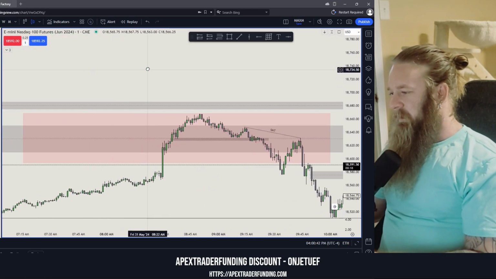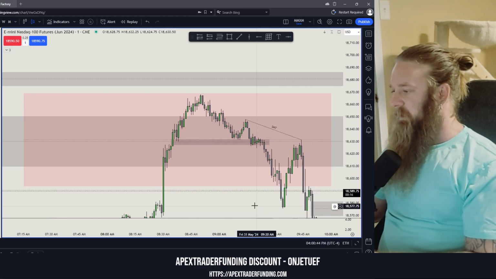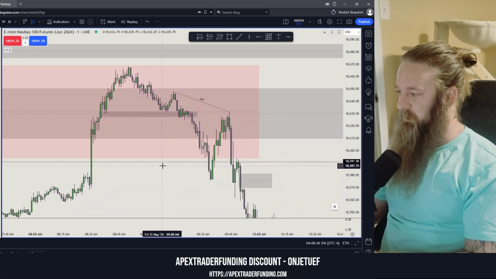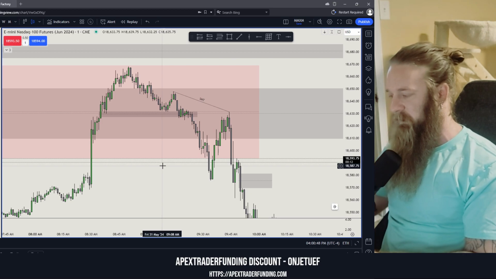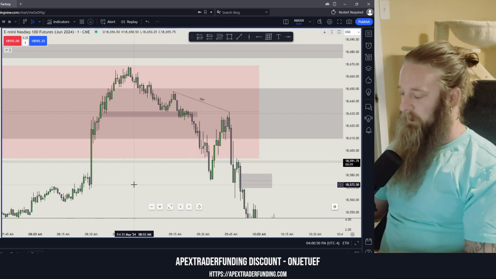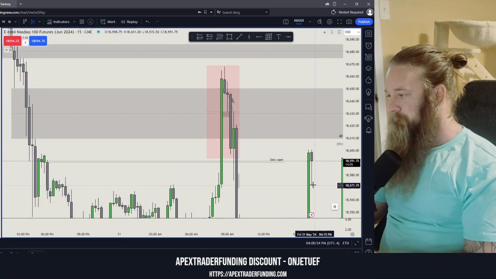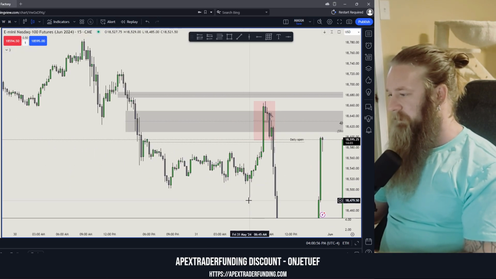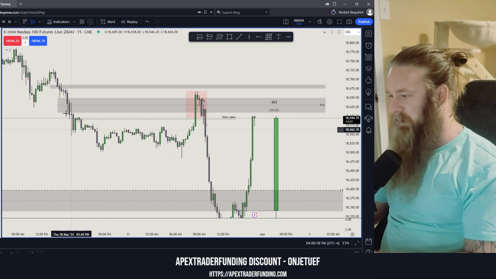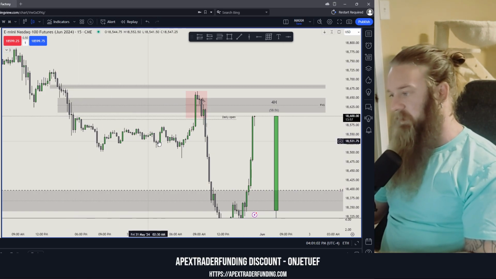Not really much about the daily power of 3 in that explanation, but the point is you can see before the market opens, these things start to pan out. You pay attention to what happens overnight. In this case, it was a very clean accumulation.